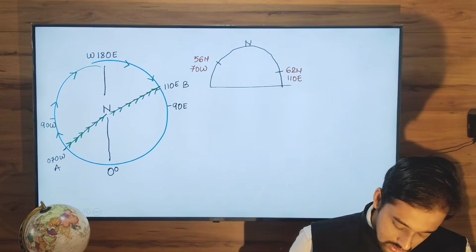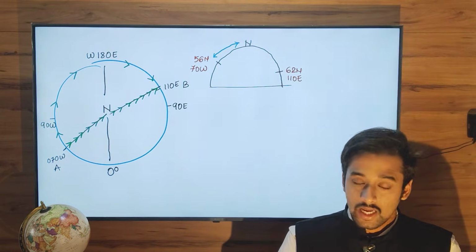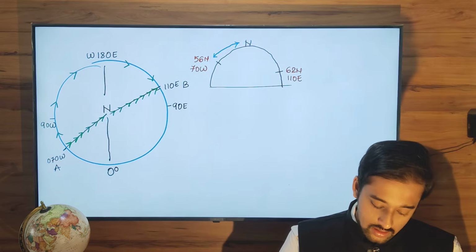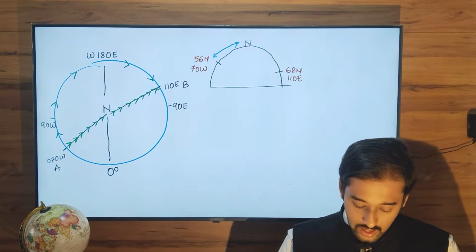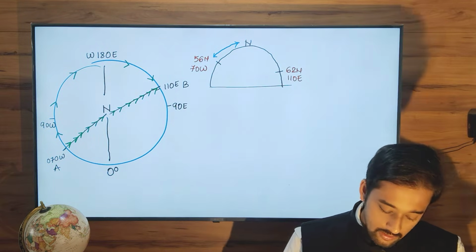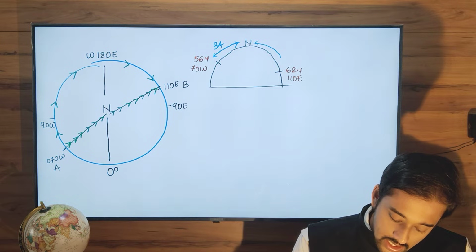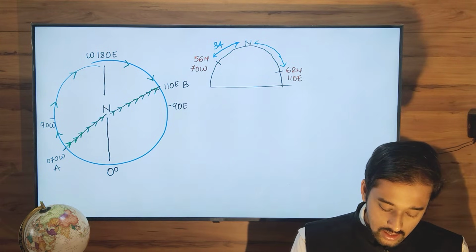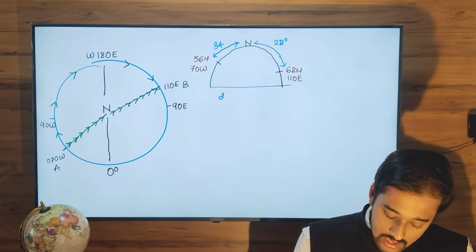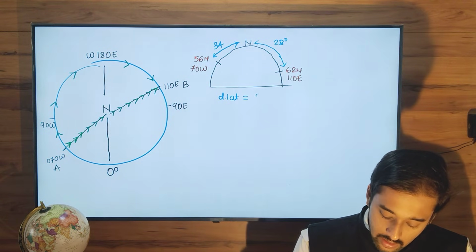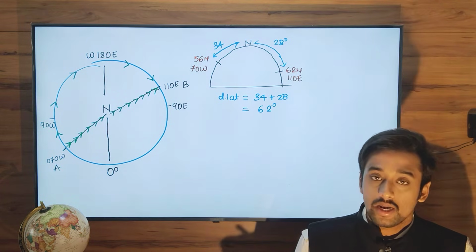Now DLAT between 90 degree north and 56 degree north is how much? It is 34, right? 90 minus 56, 34. DLAT between 90 degree and 62 degree north is how much? 28 degree. Total DLAT is how much? 34 plus 28, which is 62 degree.